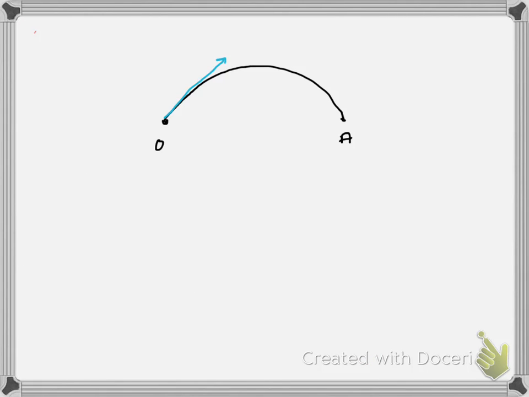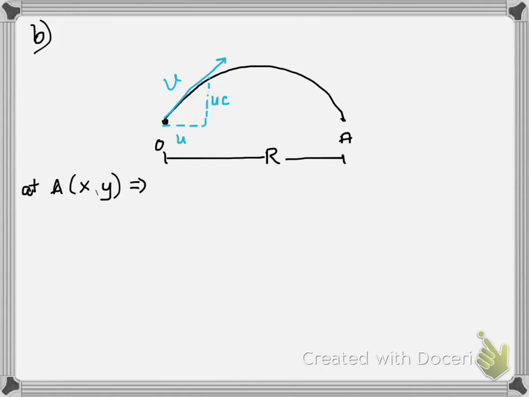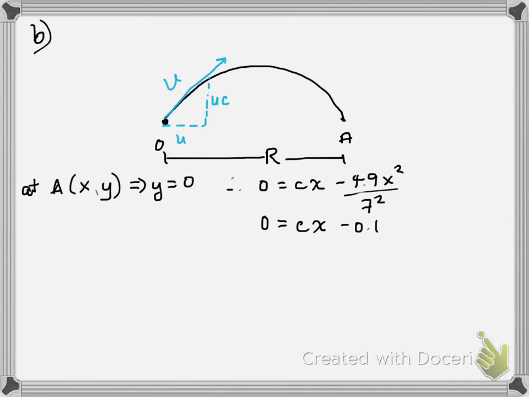Alright, I'm just going to redraw the diagram. Okay, we have range, and we know at any point in this projectile we have an X, Y, and we are told that Y is, since there's going to be no vertical displacement, Y in fact is going to be 0. So we can substitute that into the formula we got in A part. So range is 10c.